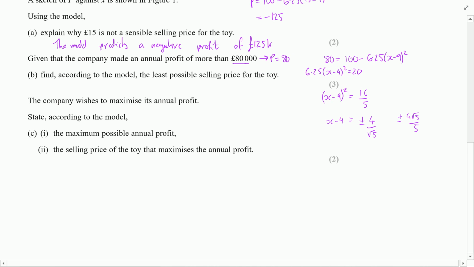I need an actual value to come out for this, so I need to find the value of x. So x would be 9 plus or minus 4 root 5 all over 5, and I'm going to want to find out what that is as a number. So again, I throw it into my calculator. Obviously I get two solutions, but the question is asking for the least possible selling price of the toy, so I want the smaller of the two. So the only solution I'm interested in is 9 minus 4 root 5 all over 5, which turns out to be £7.21. So there's my answer for part C, £7.21.